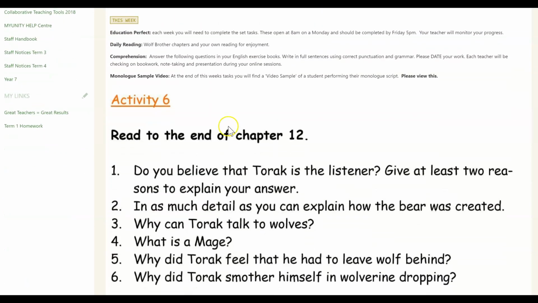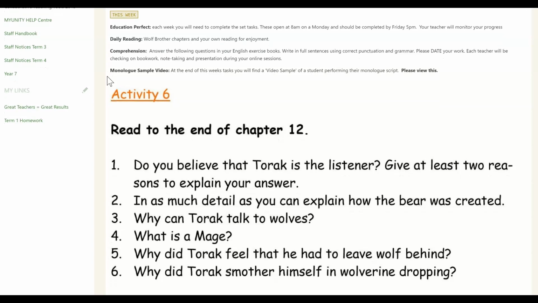This week, you'll also have Education Perfect set for you, which will be reminding you to log on. There's only 40 minutes per week, so make sure you spread it out, or you could do it all in one session. Make sure you're doing some daily reading of Wolf Brother. You'll also have the following comprehension questions underneath, and in today's lesson, Mrs. Dobson will revisit the answers from last week. You'll also have at the end of this week a monologue video sample. This is in order for you to understand the task that you're working towards for the end of Term 2.